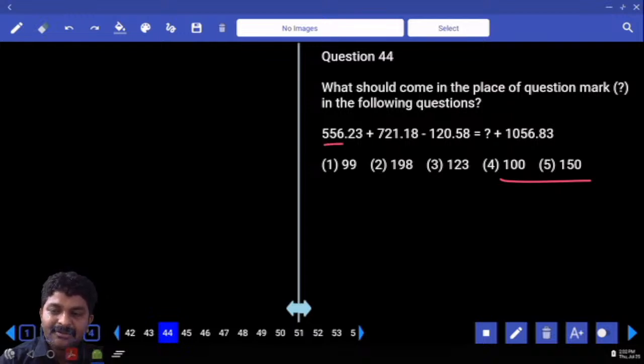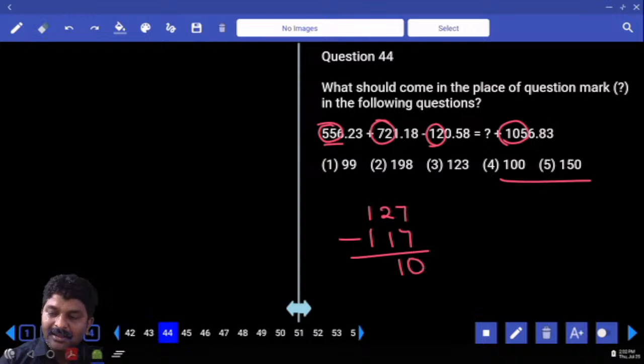Looking ahead should be enough, I think. 55 plus 72, 120. 12 plus 105, 1, 1, 7. If you subtract it, you get 10. Already we have 1 0, right? 4th option.